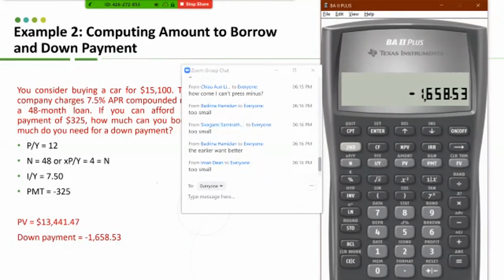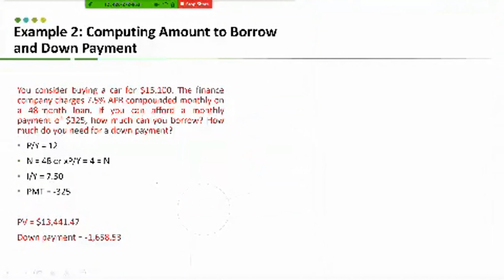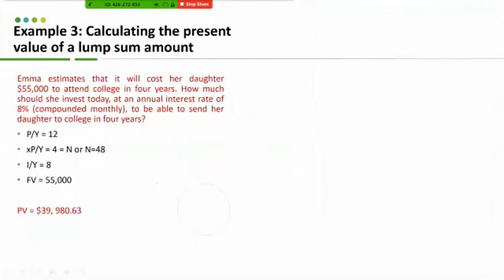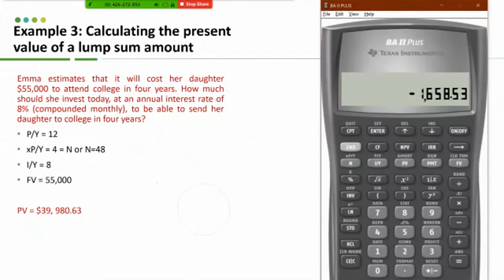All right. Okay, so for the next question, question number 3. Emma estimates that it will cost her daughter 55K to attend college in 4 years. How much should she invest today at an annual interest rate of 8% compounded monthly to be able to send her daughter to college in 4 years?